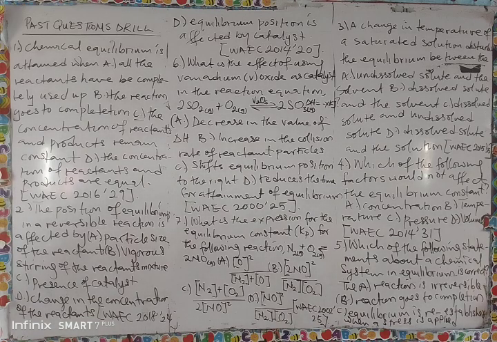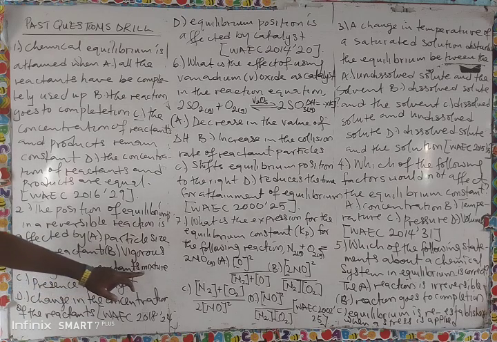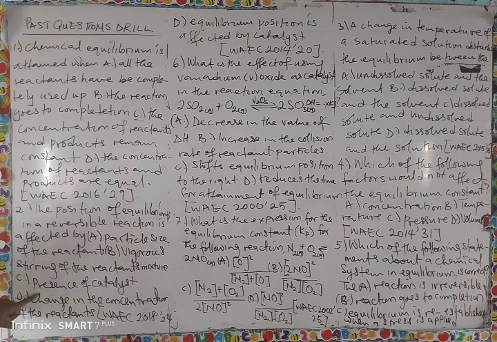Number 2 now, 2018 question 24. It said the position of equilibrium in a reversible reaction is affected by what? A. Particle size of the reactant. The particle size only affects the rate of chemical reaction. That is surface area. It does not affect equilibrium. Are we together? Then B. Vigorous stirring of the reactant mixture. No issue. Then presence of a catalyst. They say the position. Catalyst does not affect equilibrium position, but it only makes equilibrium to be attained faster.